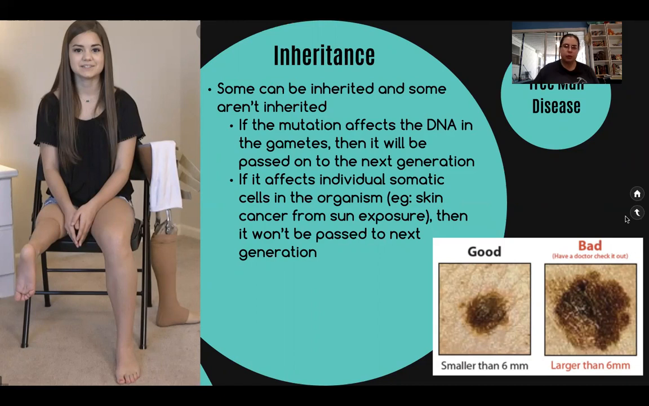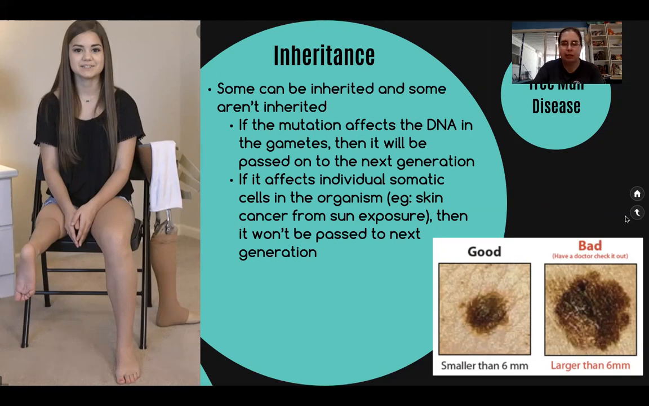So if there is a mutation in the sperm or the eggs of a woman, then after fertilization occurs, that mutation is present in the zygote's DNA, which will then be present in the baby's DNA, and it will be present in every single cell of that baby. However, if it's a mutation that occurs in a somatic cell, which is any other kind of cell besides sex cells, then it won't necessarily be passed on.